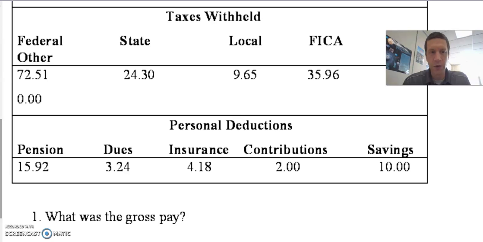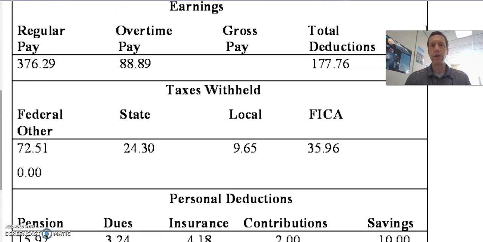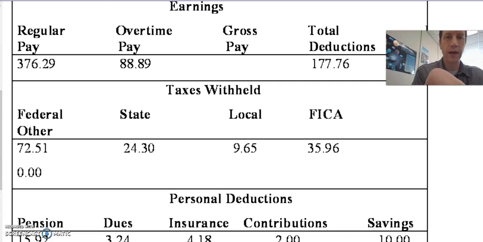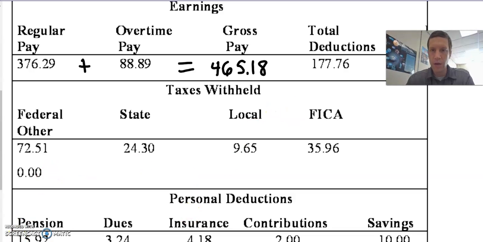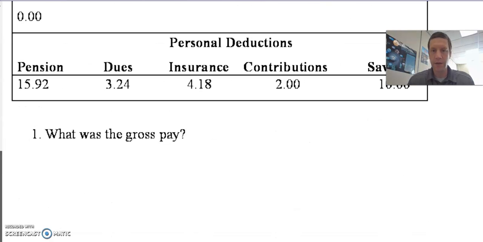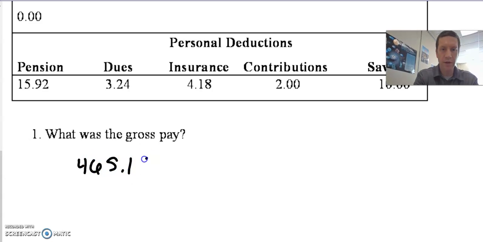So first, what was the gross pay? Gross pay is blank on here. Well, we're going to get paid our overtime pay and our regular pay. And I got $465.18. So I'm going to enter that onto the earnings statement. I'll also put it down here for number 1, $465.18. The rest of the questions, I think there's 3 more that go with this problem, are on the next page.